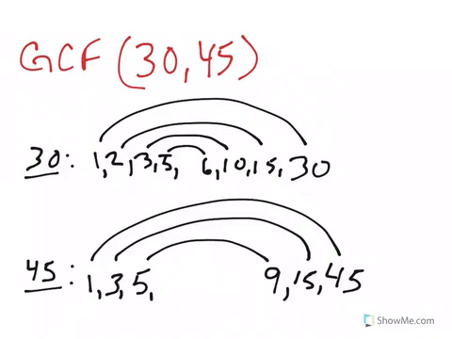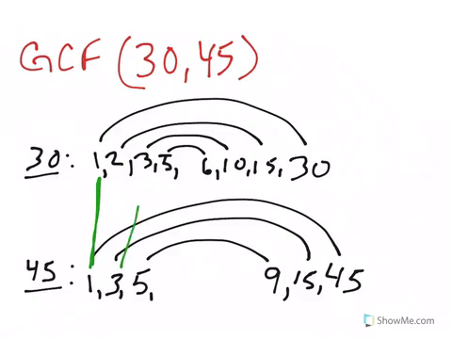6 does not go into 45. 7 does not go into 45. 8 does not go into 45. 9 does go into 45, but I already have it written down, so that means I am done. Greatest common factor, it really helps if you know those math facts, okay? I mean, it's just easier. It just is. So let's look at the common factors.